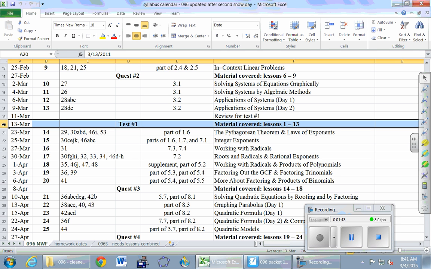Okay, and then next week is our last full week before spring break. So that Friday will be the last day before spring break, and then you guys will go off, and then we'll come back after that. Questions on the calendar?